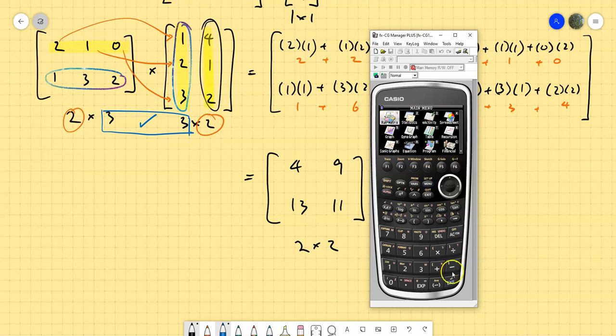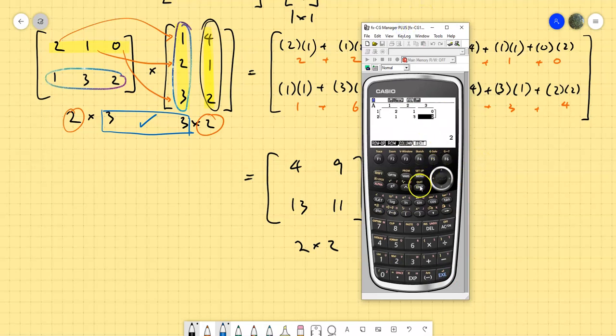So in matrix run mode, execute, we go into this matrix menu. I'm just going to put in my matrices. So I'm going to put in a 2 by 3, and then put this in. So I'm going to put in 2, 1, 0, 1, 3, and 2. Alright, all good. Now hit exit.